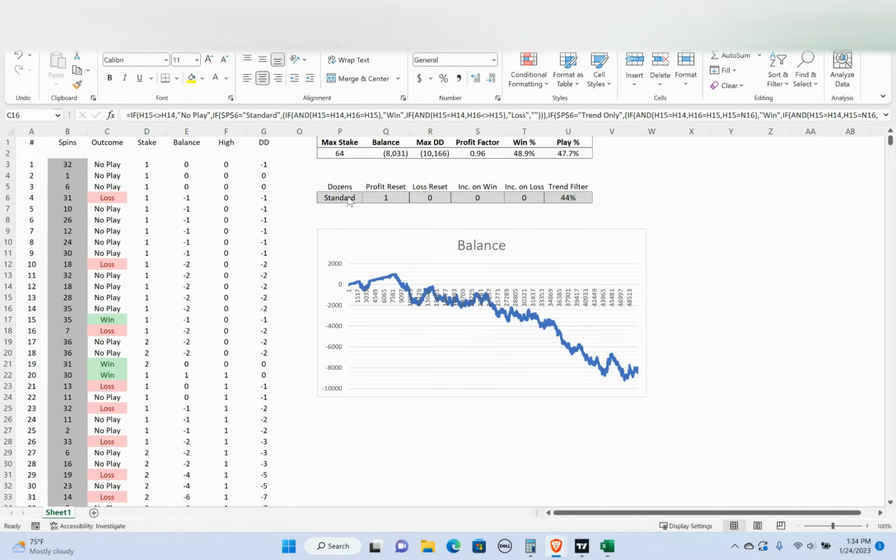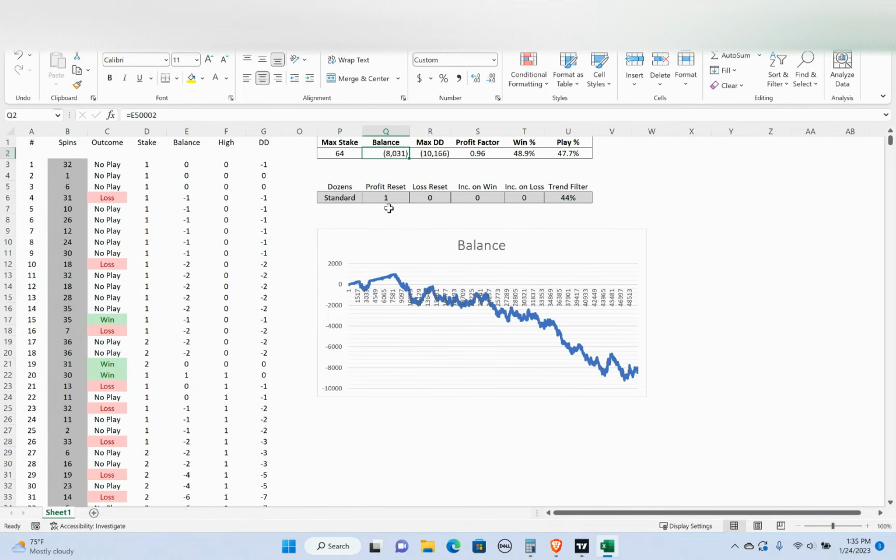For the purposes of modeling, I took the progression all the way to 64 units. So 1, 1, 1, 1, 2, 2, 2, 4, 4, 4, 8, 8, 8, 16, 16, 16, 32, and 64. And if you lost on the last bet of 64, so the third bet of 64, it just started over. That's how I ran the model.